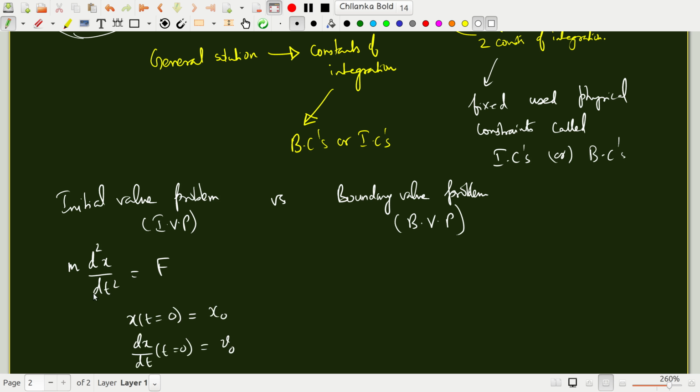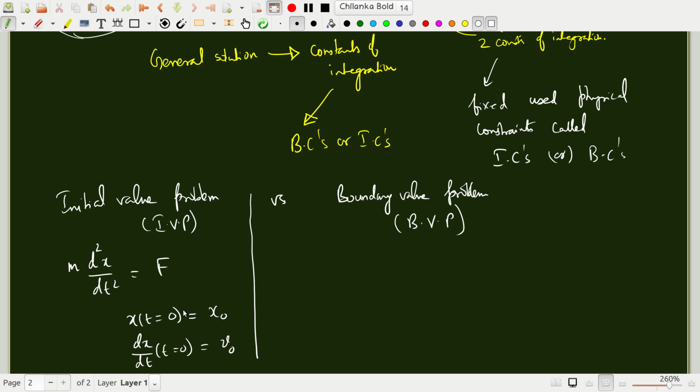You have to specify two conditions. This is an initial value problem because, physically speaking, you cannot in general specify the position of the particle at some other time. You typically say that I have a particle at time t equal to 0 at this position and with this velocity. Now let us find out what the trajectory of this particle is at later times. Such problems are called initial value problems. This is an example of an initial value problem.